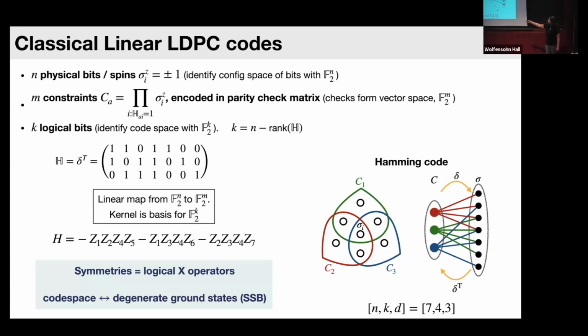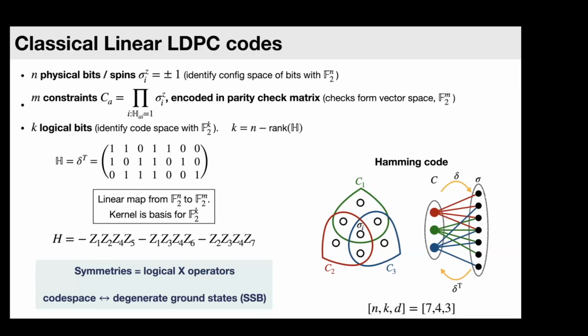So we have in mind a system of n physical bits. The bits can be zeros or ones, or spins. The spins will be written in this way, like sigma_i^z, or equivalently just capital Z, which can be plus or minus 1. The configuration space forms a vector space over F2, and it has size F2 to the n, corresponding to the 2 to the n configurations.